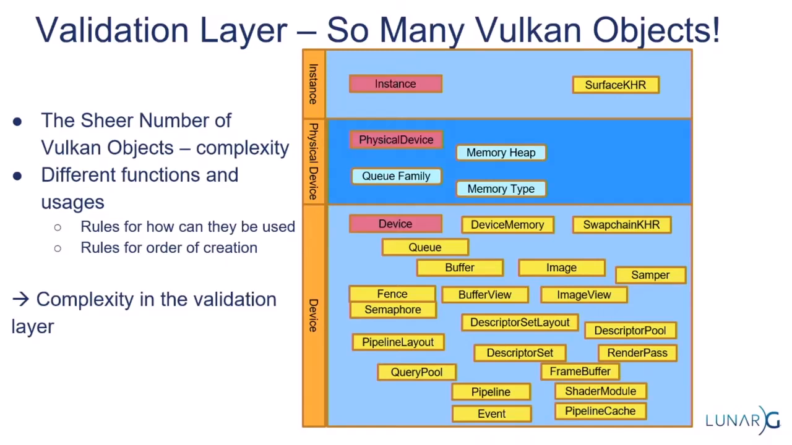Objects, Vulkan objects, so many Vulkan objects. The sheer number of them causes complexity in the validation layer. And objects, they all have different functions and usages and rules about when they can be created and how they can be used. That adds quite a bit of complexity to the validation layer.